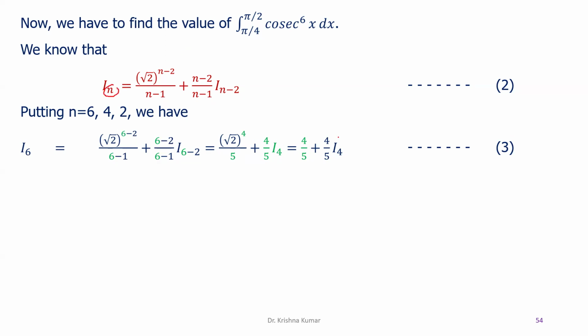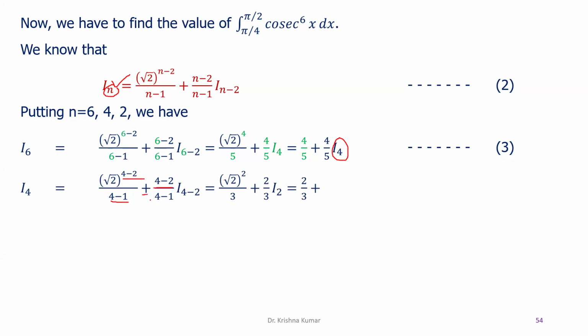Now we want to calculate the value of I4. So for this purpose, we put n equal to 4 in equation number 2. So what is I4? I4 is (root 2)^(4-2) upon 4 minus 1 plus (4 minus 2) upon (4 minus 1) into I_(4-2), which gives us (root 2)^2 upon 3 plus 2 upon 3 into I2, and root 2 into root 2 is again 2, so 2 upon 3 plus 2 upon 3 I2. So now this is the value of I4, but still I2 is unknown over here.